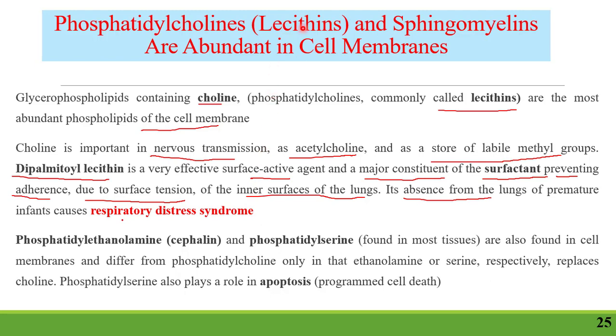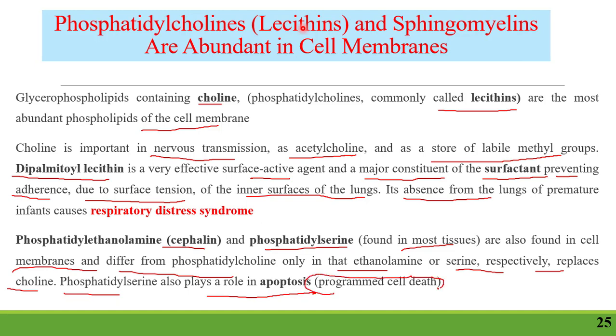And most phospholipids have a saturated fatty acid in carbon position number 1 and an unsaturated fatty acid in carbon position number 2. Phosphatidylethanolamine or cephalin and phosphatidylserine, found in most tissue, are also found in cell membrane and differ from phosphatidylcholine only in that ethanolamine or serine respectively replaces choline. Phosphatidylserine also plays an important role in apoptosis or programmed cell death.